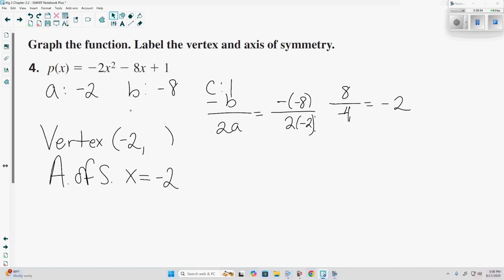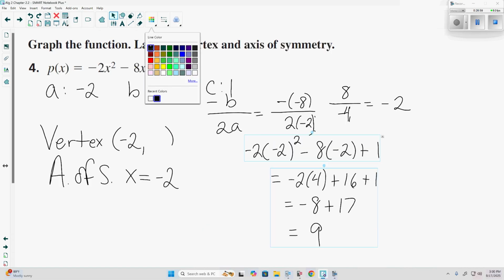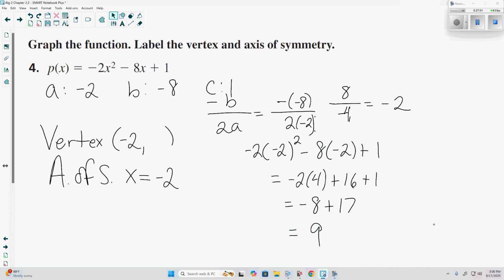Now at this point here, there it is, we can plug it into the equation. So we plug negative 2 back into our equation and simplify. Negative 2 squared would be positive 4. Negative 8 times negative 2 is positive 16. So we have negative 2 times 4 plus 16 plus 1. 16 plus 1 is 17. Negative 2 times 4 is negative 8. And negative 8 plus 17 is equal to 9.